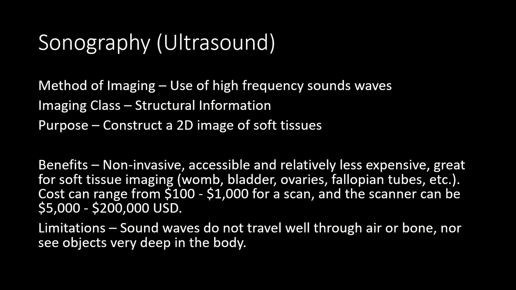Ultrasounds can come in small portable packages that are easily accessible and relatively less expensive. They're great for soft tissue imaging, such as of the womb, bladder, ovaries, fallopian tubes, and other organs of that nature. The cost can range from $100 to $1,000 for a scan, and the scanner itself can be $5,000 to $200,000, which compared to what we're going to be talking about later in this video is actually not that bad.